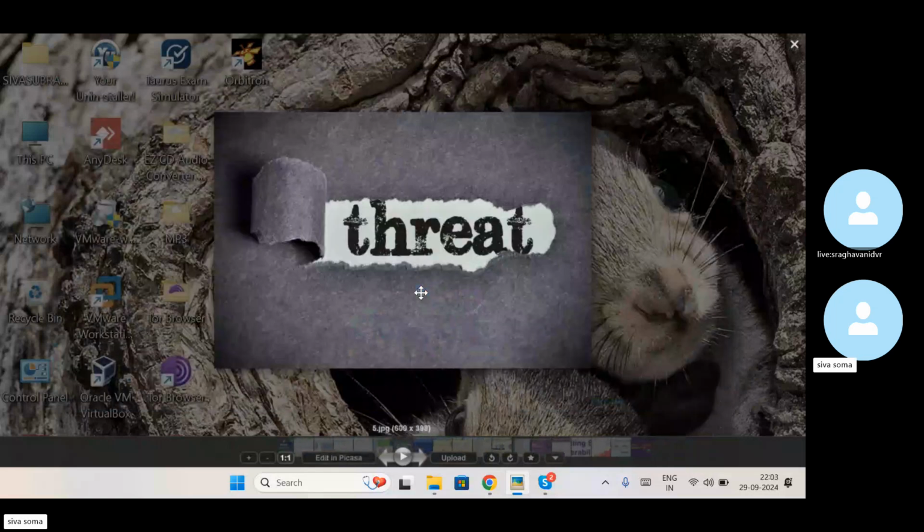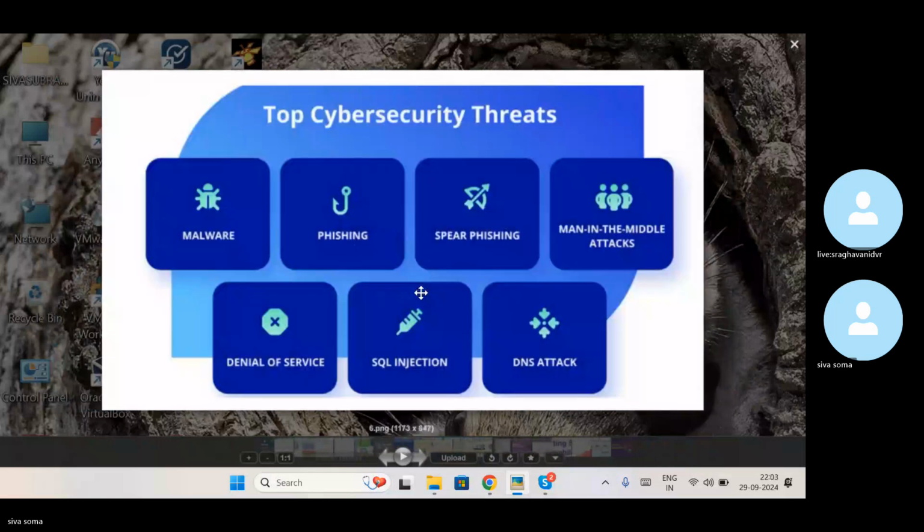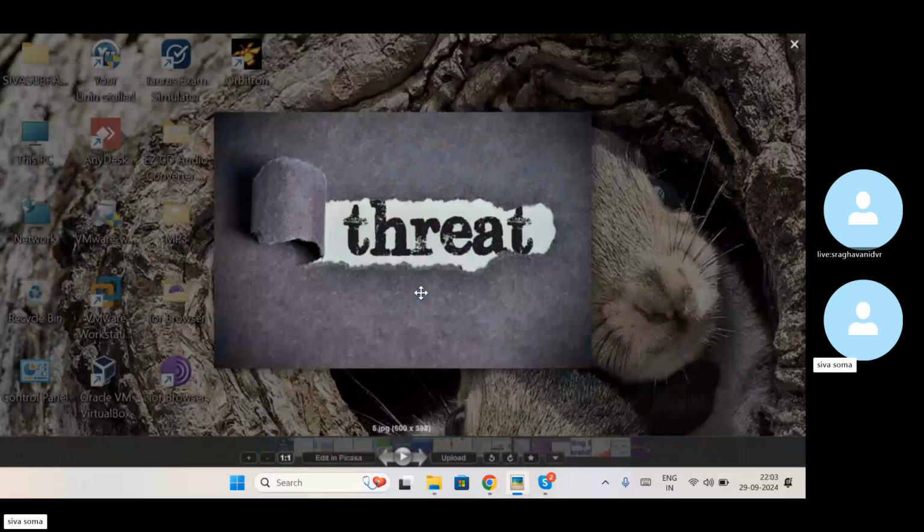And the next one is threat. What is threat? Just we discuss the threat. Threat, it means what? It's a danger. Any wrong thing that is there, we will call it a threat, no? A potential danger to an asset.